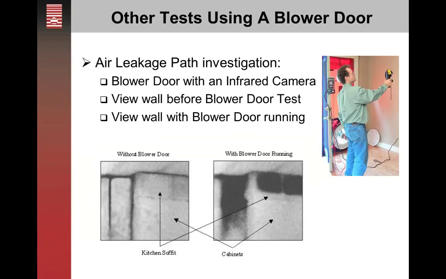So some of the other tests using a blower door is determining where the air leakage path may be. And you'll see in the lower left, this picture was taken without the blower door running using an infrared camera. This is an older picture. And then the picture on the right shows the air leakage that is taking place behind some kitchen cabinets on an interior wall. So a lot of times, if there's enough connections in the interior of the house, you can have airflow show up on an interior wall, and that's why the house may be uncomfortable.